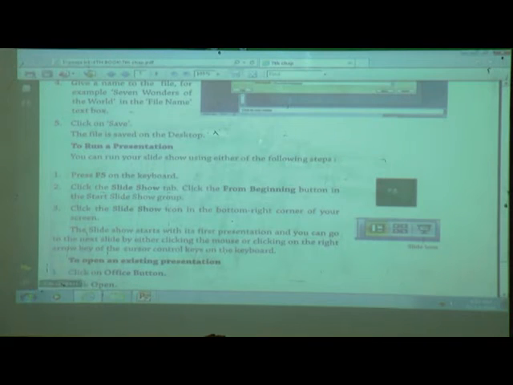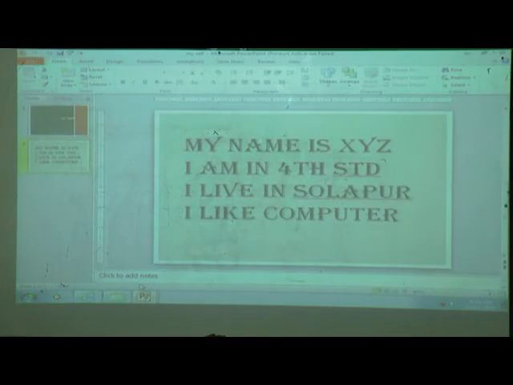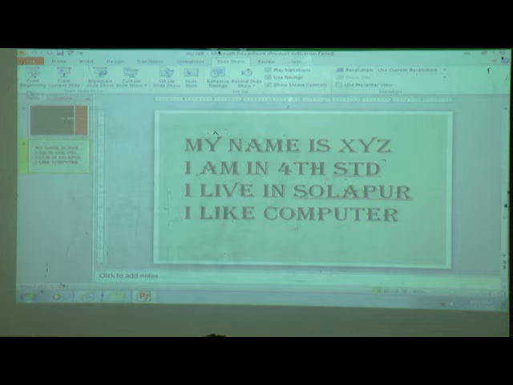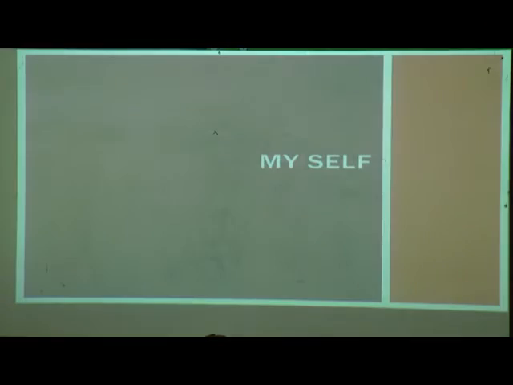Now, the next way to run a presentation: click on the slideshow tab. Then click the from beginning button in the start slideshow group. You will see here, where is the slideshow option? Here you can see from beginning and from current slide. We will do from the beginning. Beginning means from the starting page we can see our presentation from the beginning.